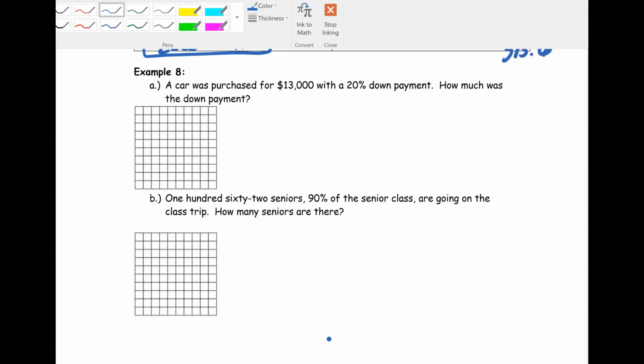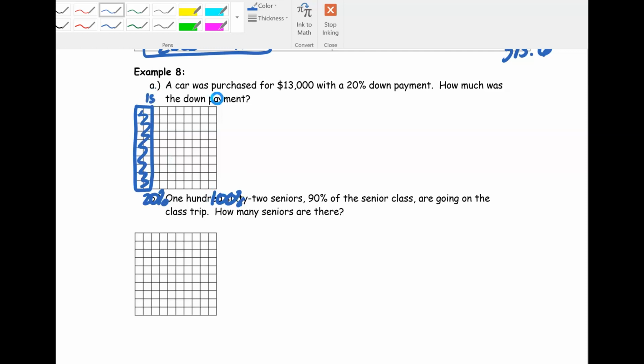So a car was purchased for $13,000 with a 20% down payment. How much was the down payment? So what we could do here, if you wanted to use, I've got the decimal square that you can use as a fuel gauge if you want. And the nice thing about this is we can make it a little bit more accurate. So 20%, I could put right here, not right there, right here. So that represents 20% out of 100%, okay?